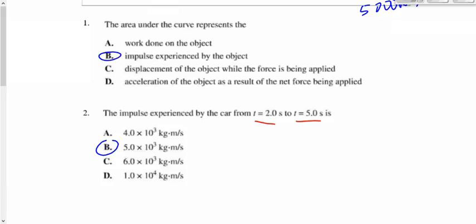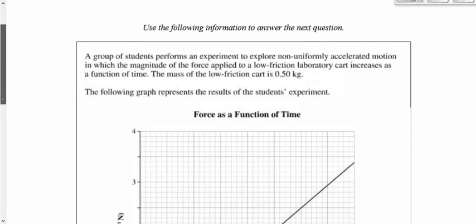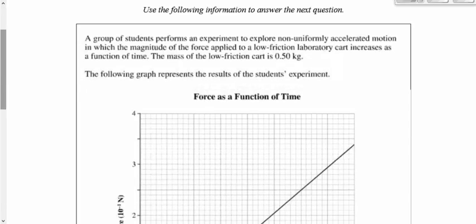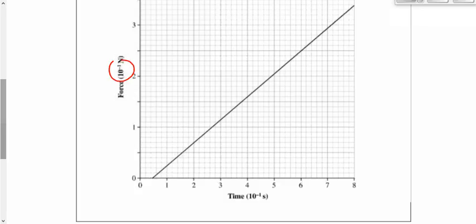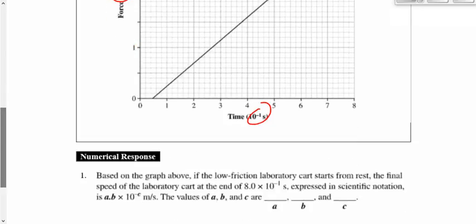Next question. I think it was the last one. Yep. A group of students performs an experiment to explore non-uniformly accelerated motion in which the magnitude of the force increases as a function of time. Force is a function of time right away. Again, we're thinking those 3 words. Area equals impulse. It tells me the mass of the car is 0.50 kilograms. We've got a couple of axes here with units that are a little bit odd, 10 to the minus 1, 10 to the minus 1. Circle those or draw attention to them somehow so that we don't forget to include those when we find our area. Now the question actually asks us not to find the impulse, but to find the final velocity.